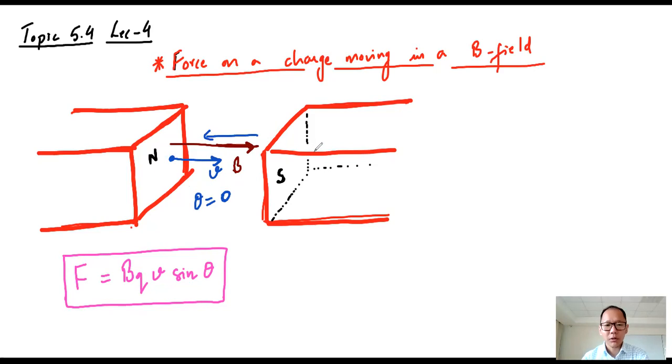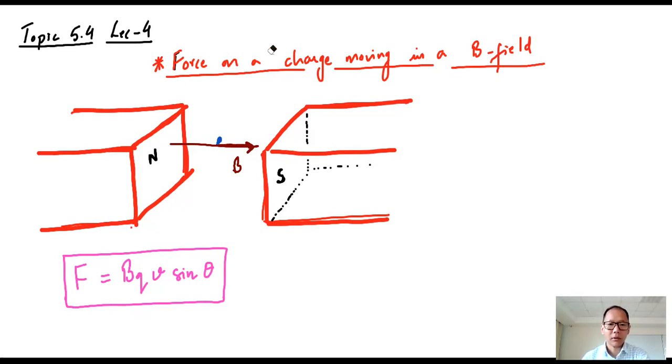The force is most effective when the angle is 90 degrees, and that's the angle that I have already shown. So it's like when it's moving right at 90 degrees with the magnetic field. If it's moving at 90 degrees, then the force experienced is the maximum. Now, it could be anywhere.